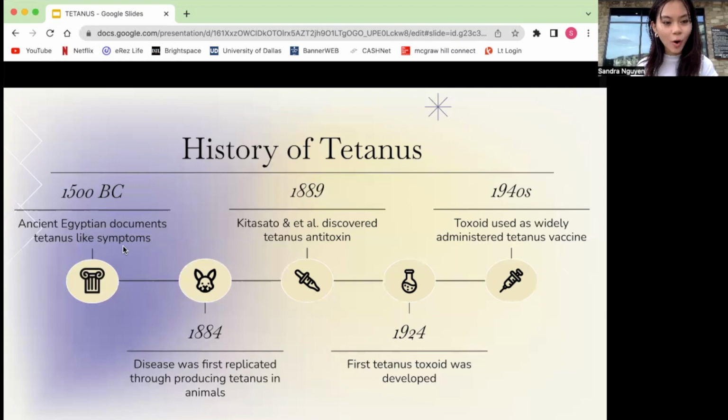Then in 1924, we get the first tetanus toxoid vaccine. And thus, after this, especially during World War II, this toxoid vaccine was widely used and administered, especially for soldiers that had to endure battle wounds.